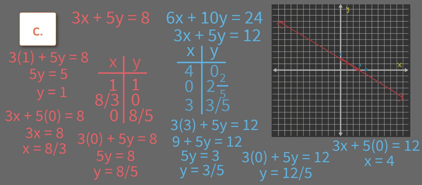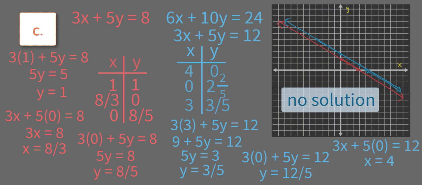Now, as long as I draw this correctly, it's going to verify what I already stated in the beginning, and that's that this actually has no solution, because these lines are parallel. They will actually never intersect. So for part C, the answer is no solution. The lines are parallel.